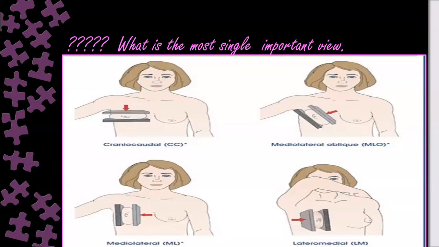Okay, what is the most important single view? This craniocaudal, mediolateral oblique, lateral, mediolateral, lateromedial, which one? If I ask you to select a single view, if they want to do a single view for the patient, which one are you going to select and why? Mediolateral oblique.